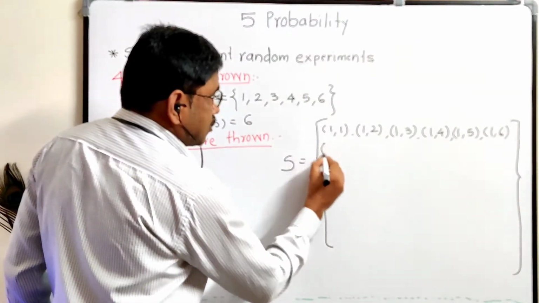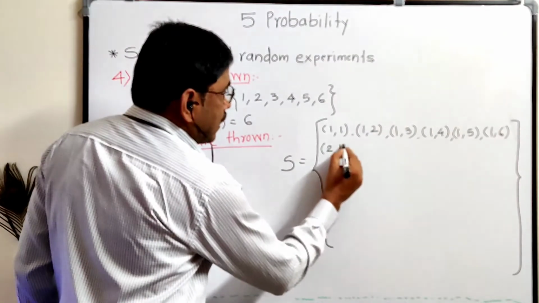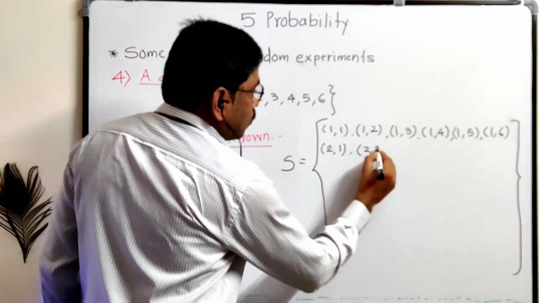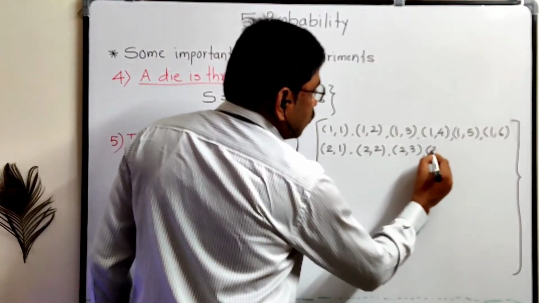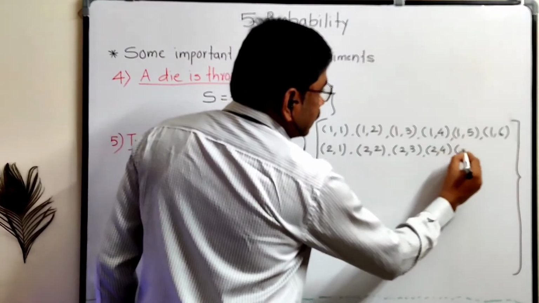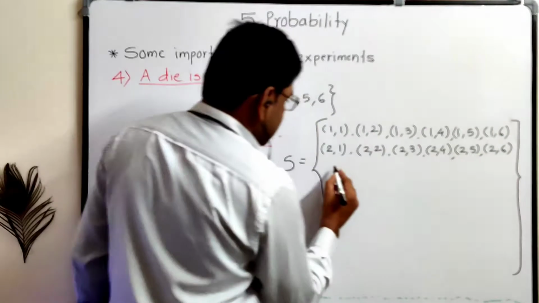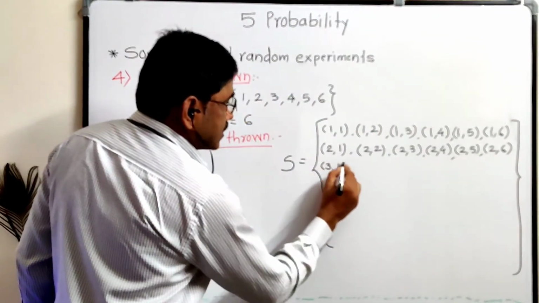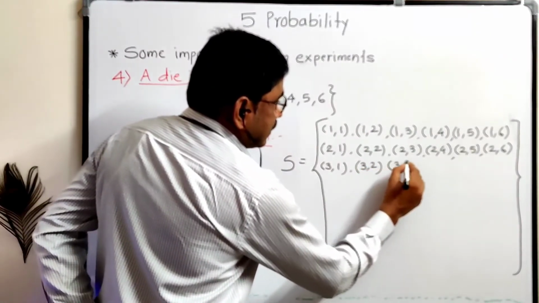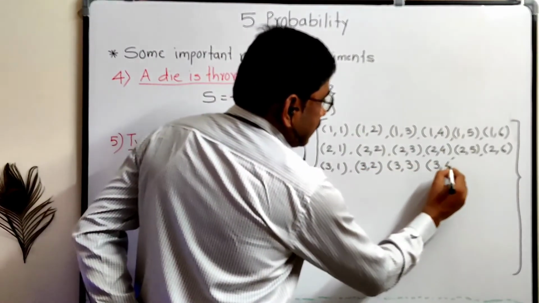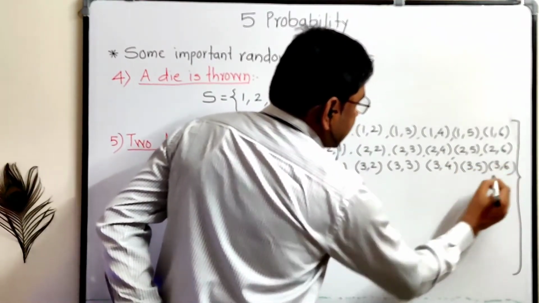So the second possibility is on the first die 2 is there on the upper face, then (2, 1), then (2, 2), then (2, 3), then (2, 4), then (2, 5) and (2, 6). Then 3 is on the first die: (3, 1), (3, 2), (3, 3), (3, 4), (3, 5) and (3, 6).